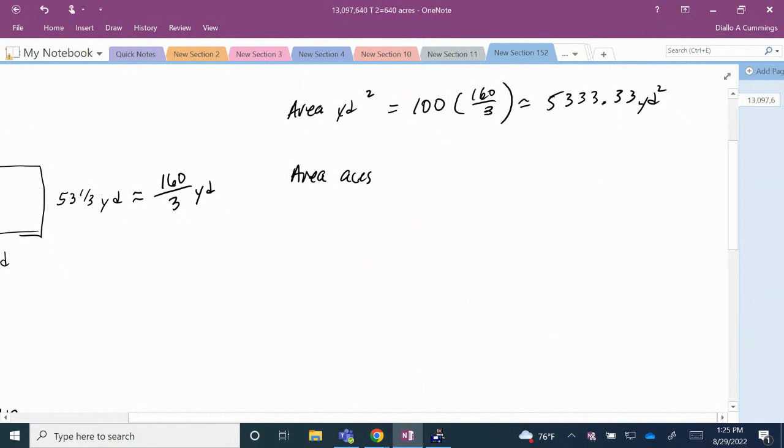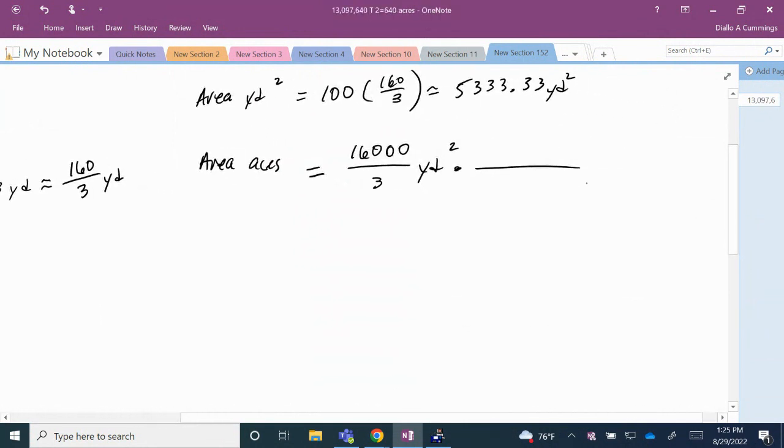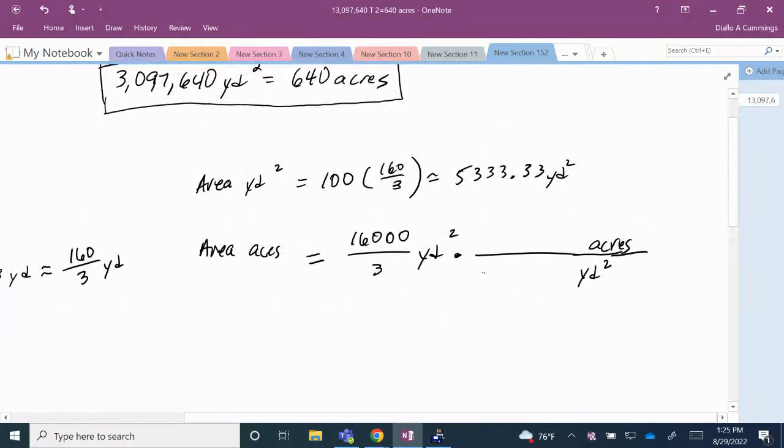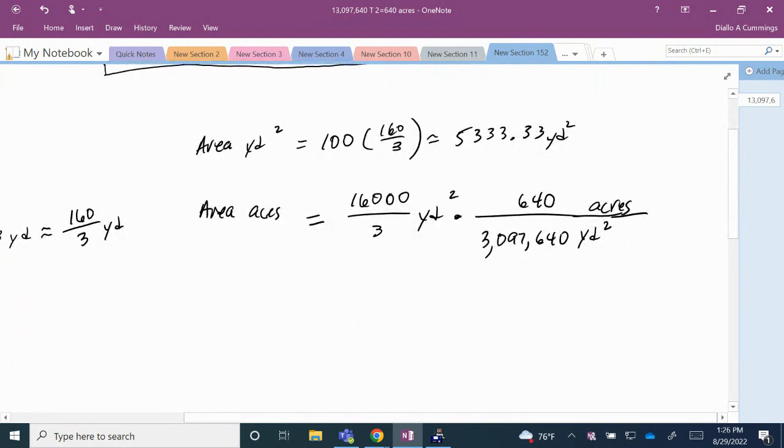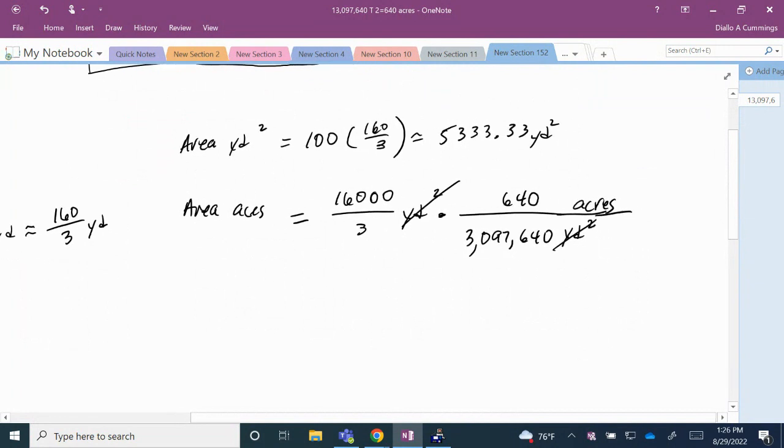So we have 5,333.33 square yards, but I'm going to write it out this way. If I multiply 100 times 160, I have 16,000 divided by 3 square yards. I'm going to multiply that by the unit fraction, putting square yards in the denominator and acre in the numerator. That conversion once again is 3,097,640 square yards equals 640 acres. Once I multiply, the units of square yards are going to cancel.